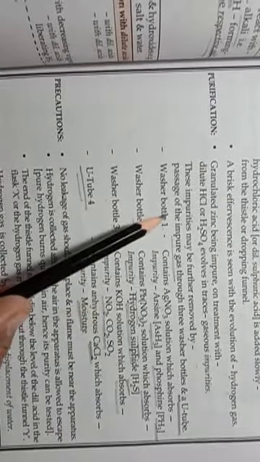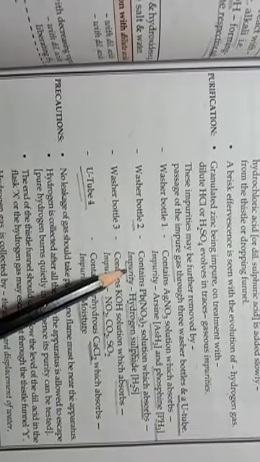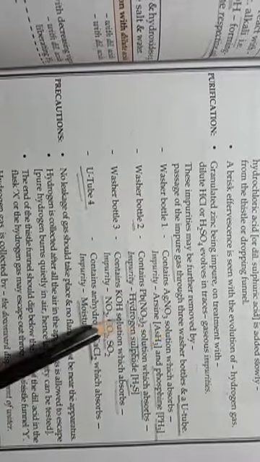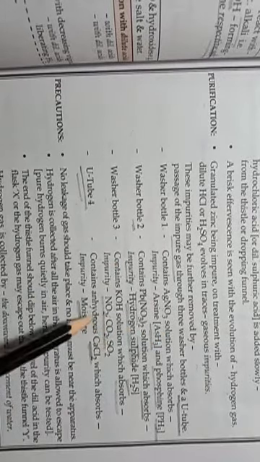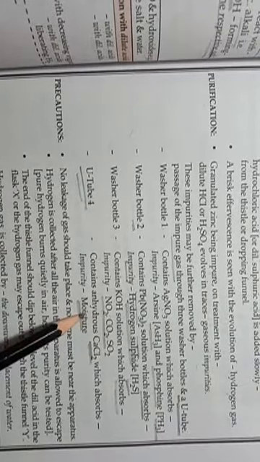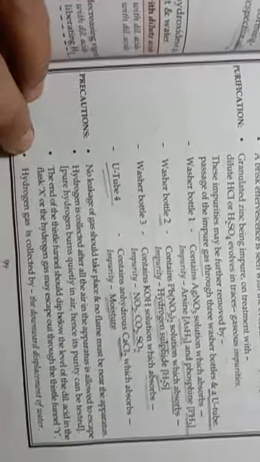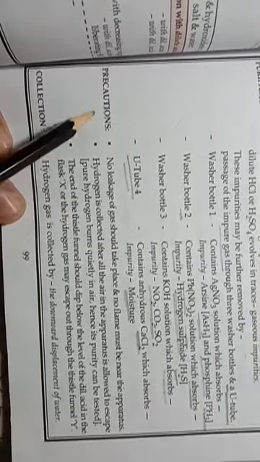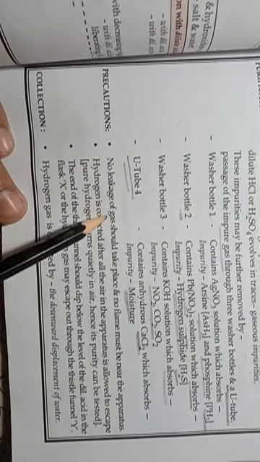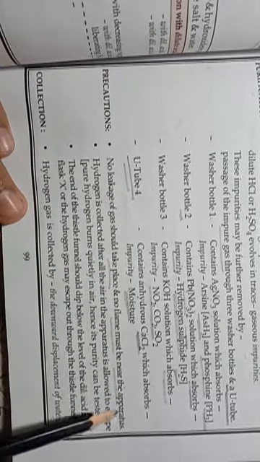So all 3 different bottles and this U tube are absorbing different types of gaseous impurities which are formed due to the impurity present in zinc granules, and these impurities are absorbed in the presence of different compounds accordingly. Then precautions. First point, no leakage of gas should take place and no flame must be near the apparatus.